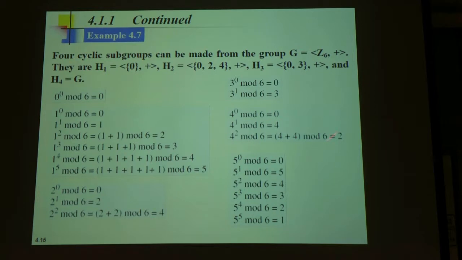And there is also H4, which has the whole G. So it's a subgroup. Let's find other groups. So you'll also have H2, which has 0, 2, 4, and H3, which has 0, 3. So how many total subgroups do we have in here? 1, 2, 3, 4. Let's see how we can generate the subgroups by the repeated operation.